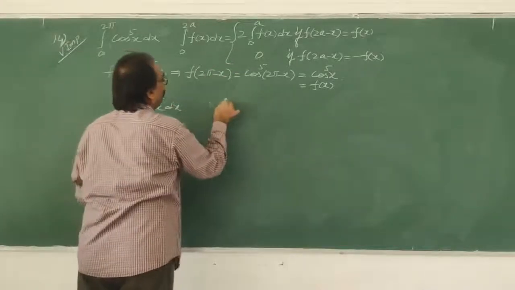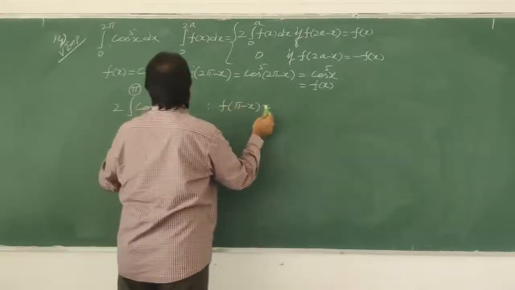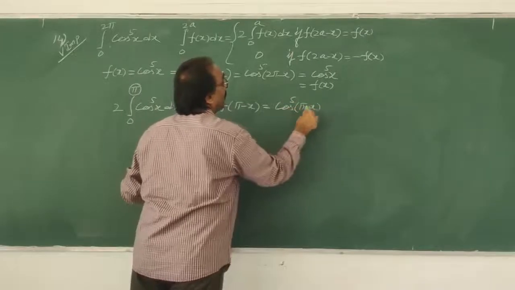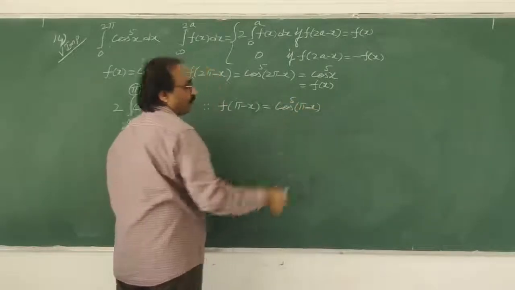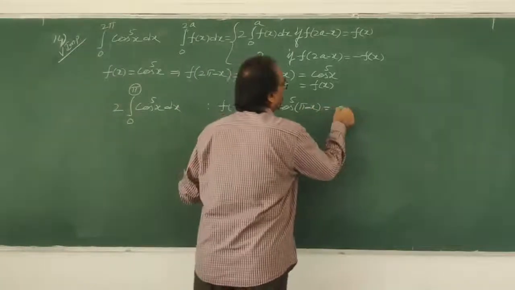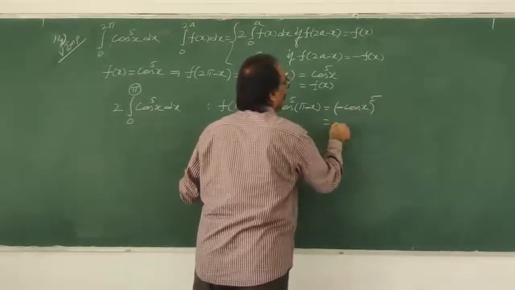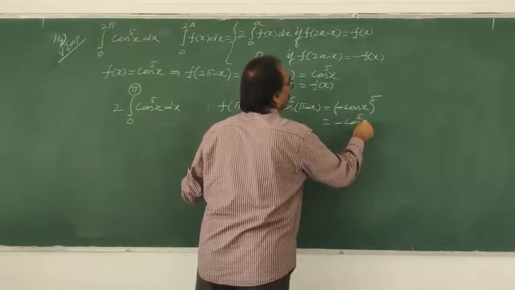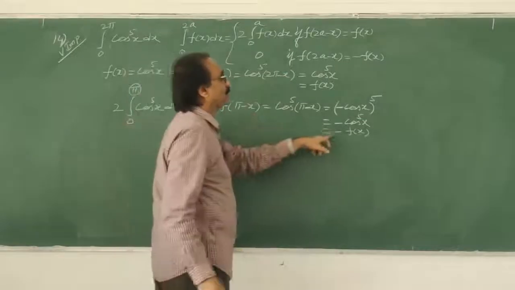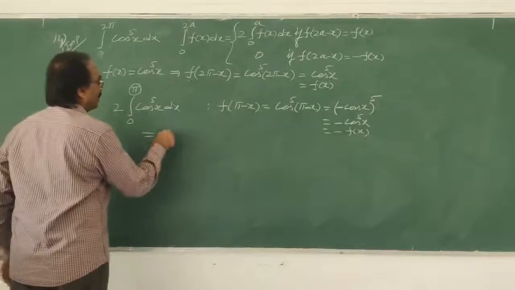So now what will I do now? f of pi minus x, here 2a means pi. Function is same only. So cos to the power of 5 into pi minus x. Pi minus x means second quadrant, this is not fourth quadrant. Cos 180 minus theta is minus cos theta. So minus cos x whole to the power of 5. 5 is an odd number. Therefore minus cos to the power of 5x, that is equal to minus f of x. So f of 2a minus x is equal to minus f of x. You got it, means what is the value? 0. So this implies it becomes 0.